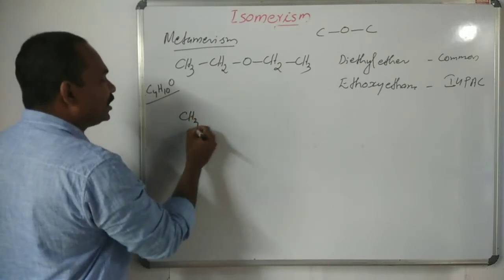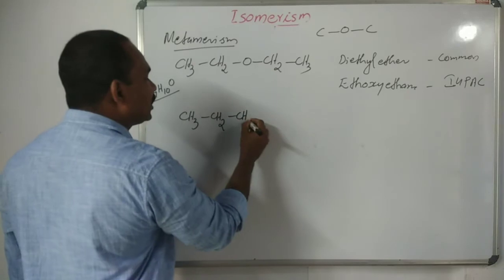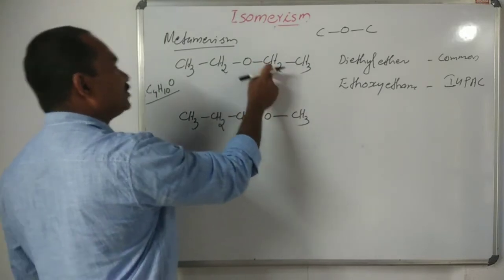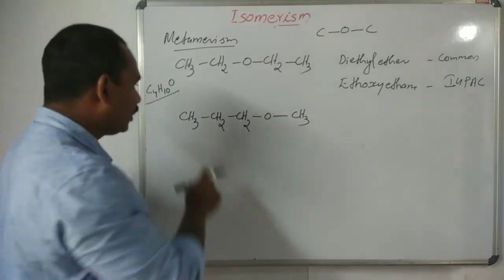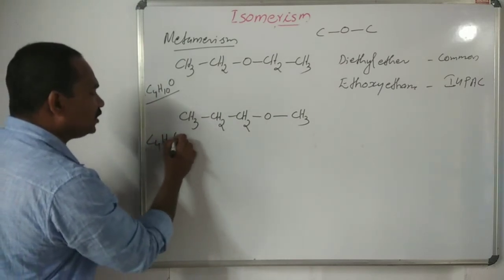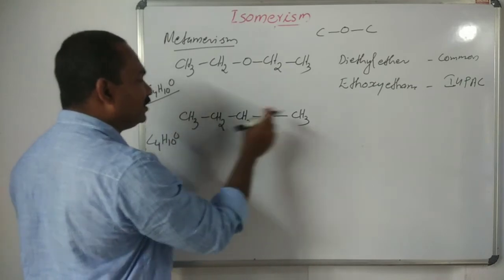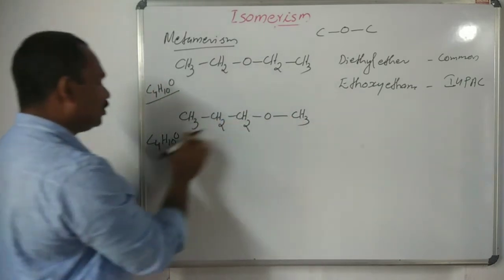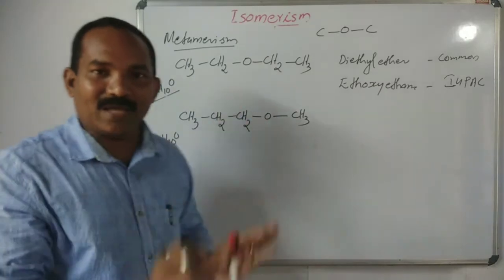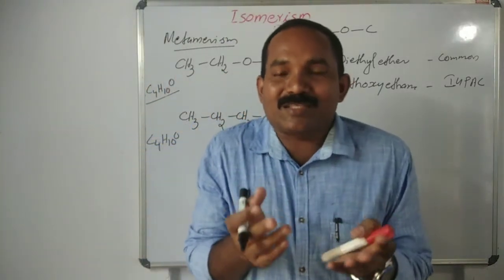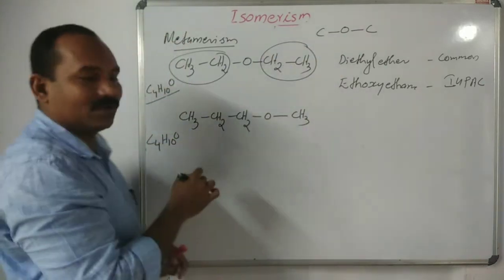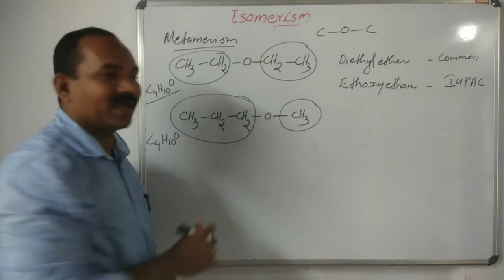CH3, CH2, CH2, O, CH3. The oxygen comes between these two carbon atoms, and the other carbon is joined to the oxygen. The formula is the same, C4H10O: 3 plus 2 plus 2 is 7, plus 3 is 10, so four carbon atoms and one oxygen. The formula is the same and the functional group is the same. The difference is the alkyl group.